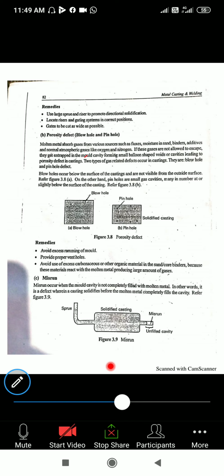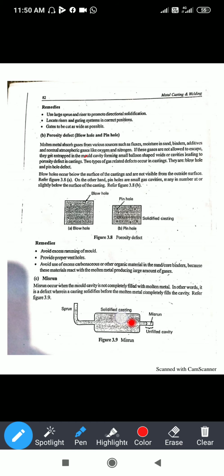Now, misrun. What do we mean by misrun? Misrun occurs in the mold cavity. You can see in this diagram, this is the mold cavity and this is the sprue from where the molten metal comes. When you pour the molten metal, it fills the mold cavity but stops over here. Why? Because if the pouring temperature is less, it starts to solidify before reaching this point. This type of defect is called a misrun.